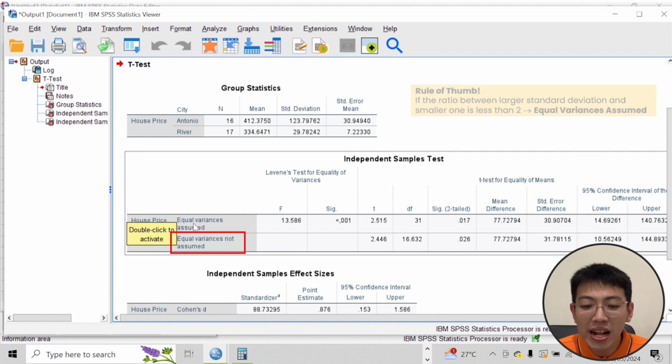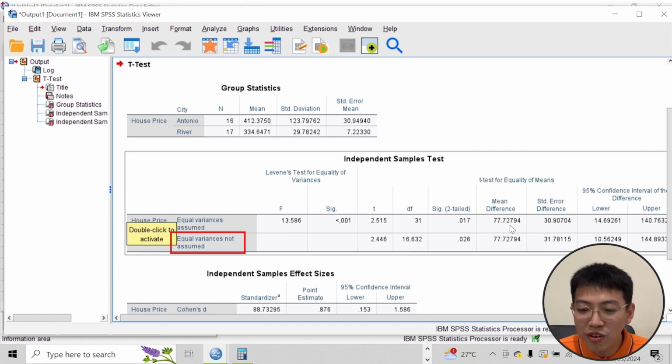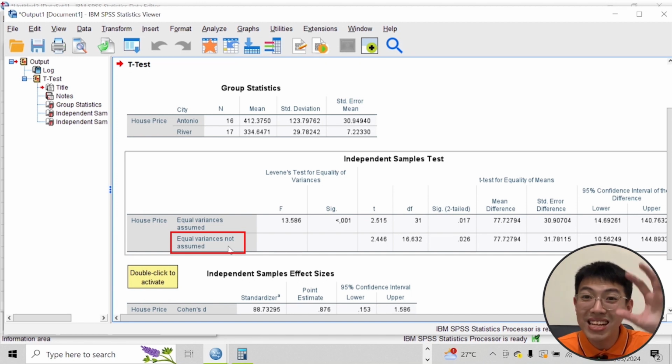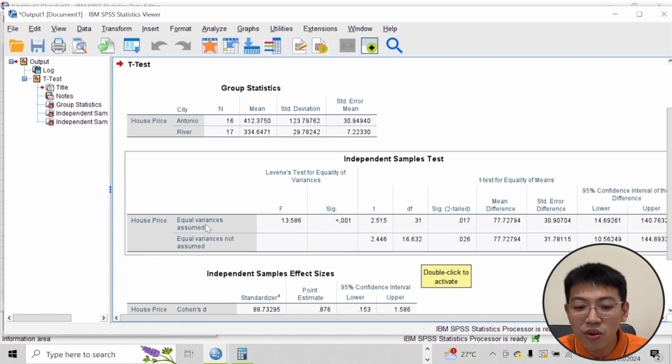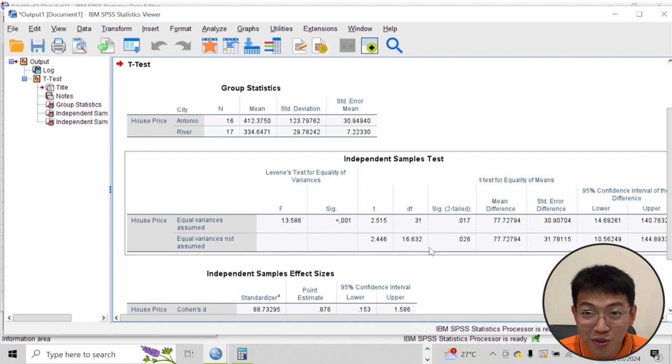If it is equal variance assumed, you see the first row. If equal variance not assumed, you see the second row. Okay, so we focus on the second row. How to interpret the data between these two rows will be the same. This is the T calculation. This is the DF. As you know, if it is equal variance assumed, the DF will be N1 plus N2 minus 2. So the total samples for both data minus 2. Well, for equal variance not assumed, the DF uses a complicated formula.